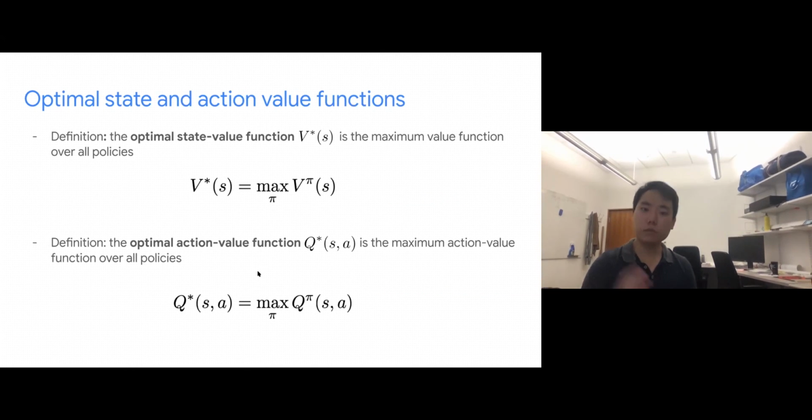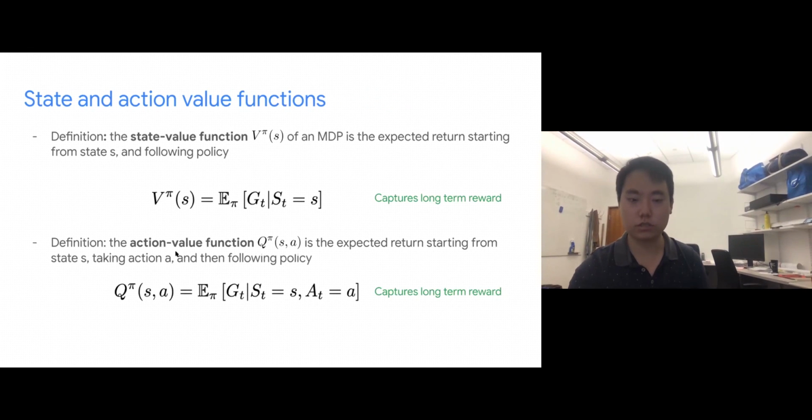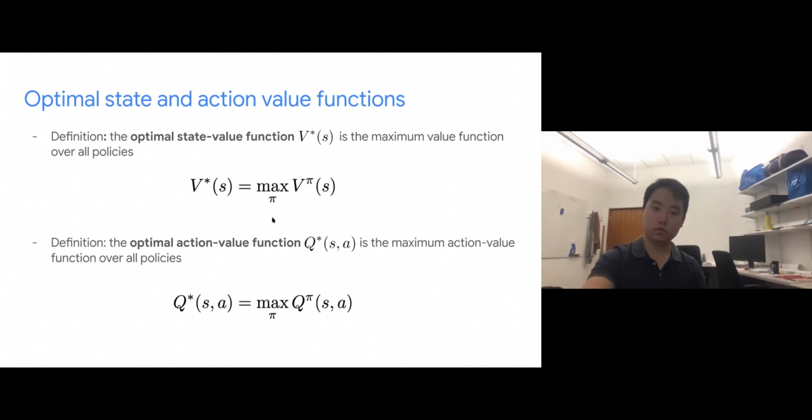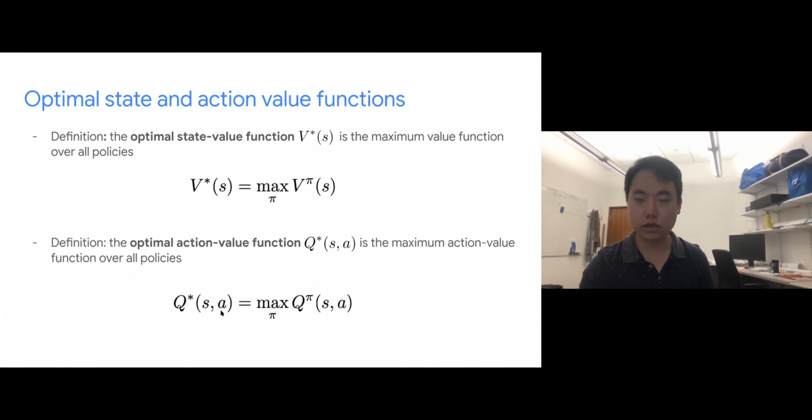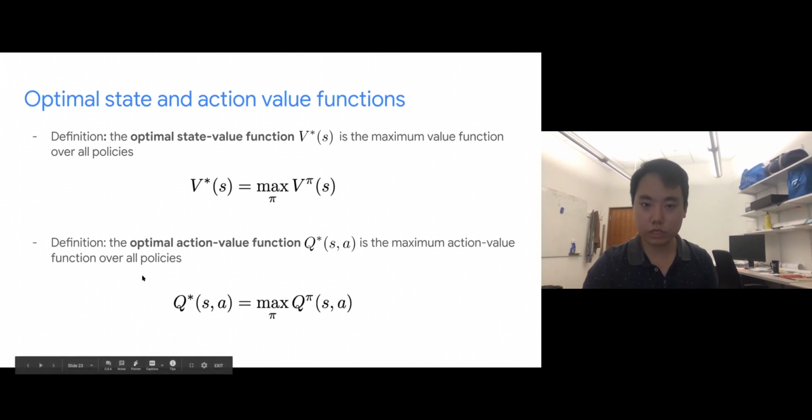And likewise, I can define my optimal state value functions and my optimal action value functions. We saw that the previous state value functions and action value functions depend on a particular policy. If I take the max over all possible policies, then I can obtain the optimal state value function. That means if I start from state S and I act optimally using the best policy, what is the expected long-term reward? And likewise, if I'm at state S and taking action A and following an optimal policy subsequently, what is the expected long-term reward that I'm going to observe? So the goal of reinforcement learning is really to find these optimal state value functions and optimal action value functions.